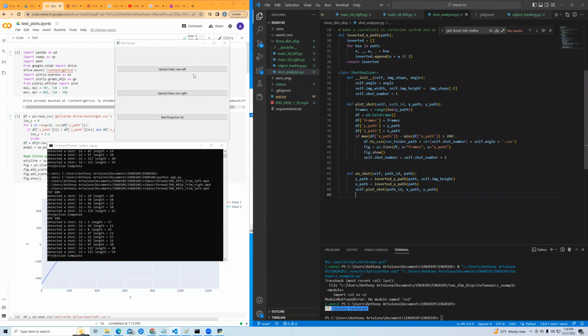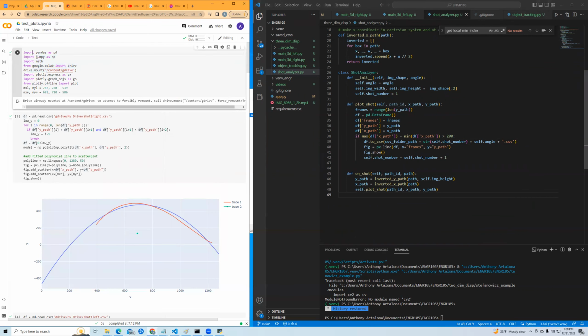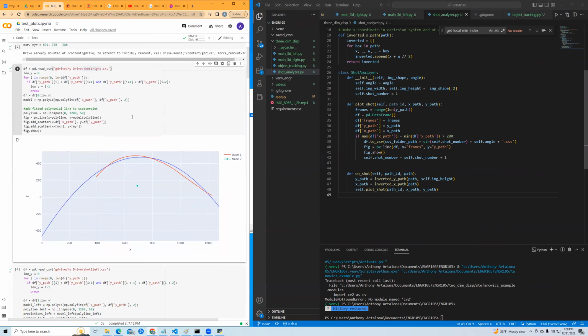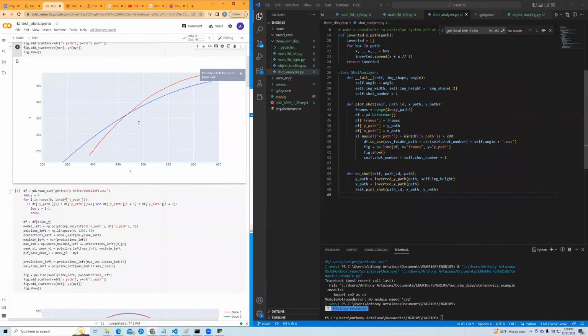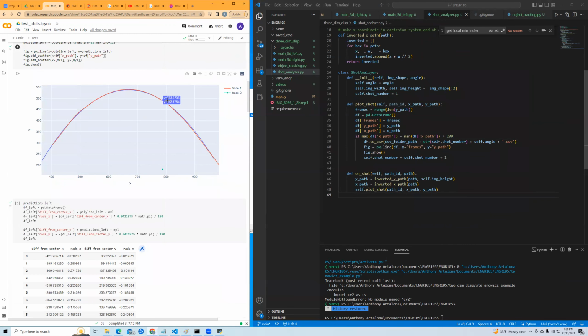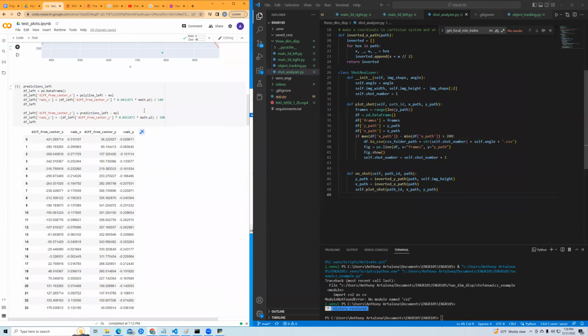I then take these files and I put them into a Google Colab notebook where I read them in here. I then plot the shots, fit them to a parabola. Then I take that parabola and I find the peak. I take 20 to the left and 20 to the right to kind of estimate the correct projection on both of them so they link up well.